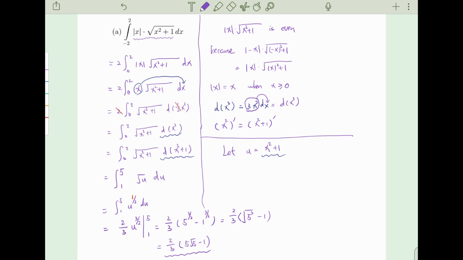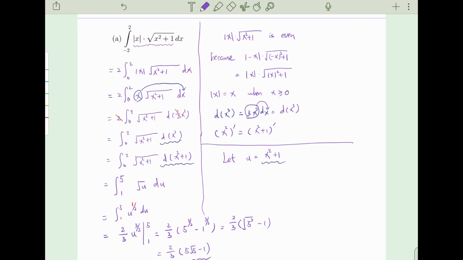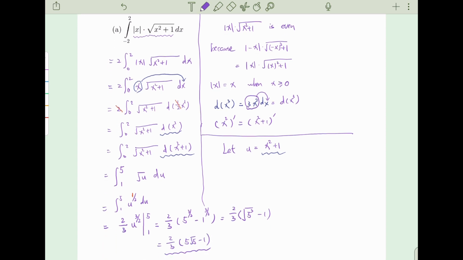And the point here is how we use the property of the even function, and how we do the substitution. Okay, so that is our question A, right? Dealing with the absolute value. Now let's take a look at question B.